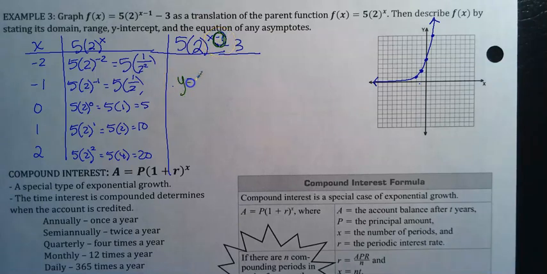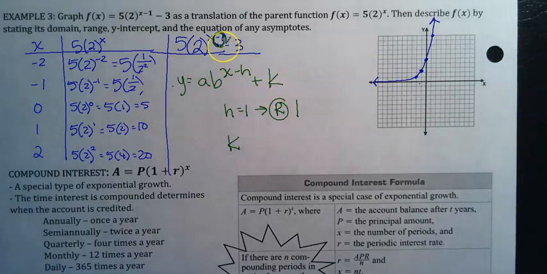So my regular form is y equals ab to the x minus h plus k power. So I have x minus 1, so my h here is equal to 1, which means if h is greater than 0, I'm going right. So here I'm going to go right 1. Then my k is the number here, and on my problem I have -3.